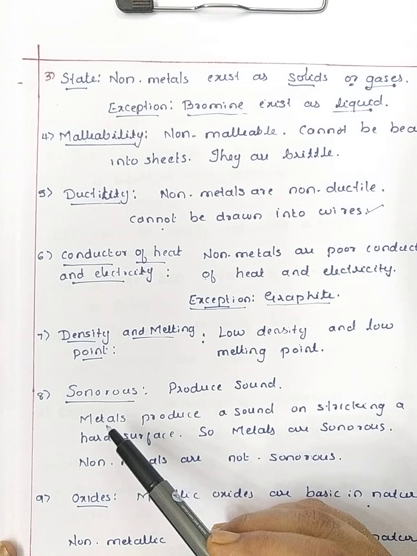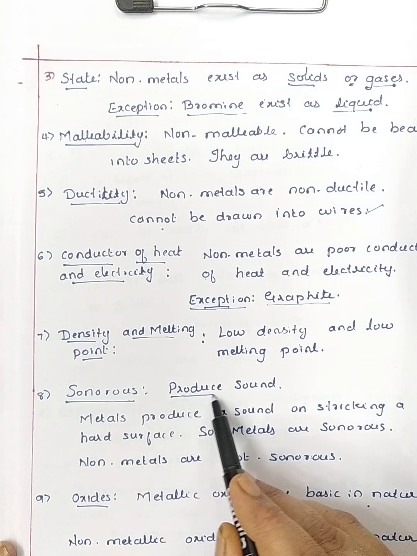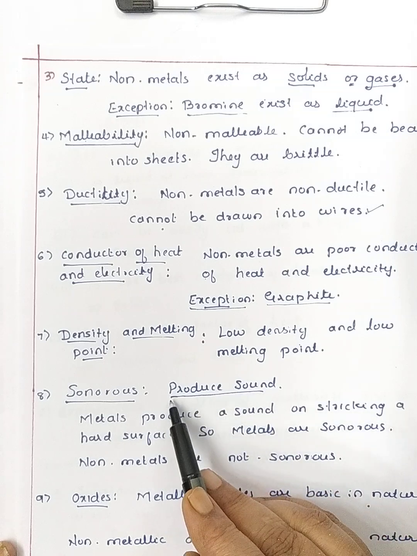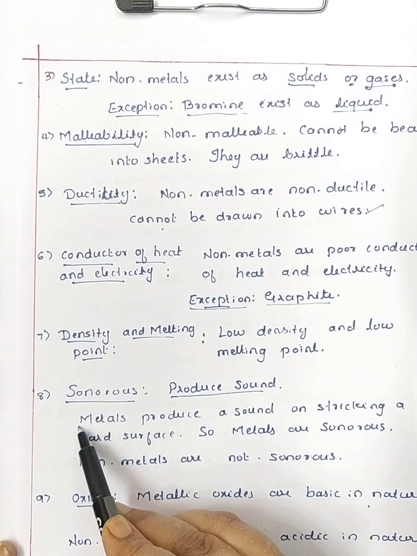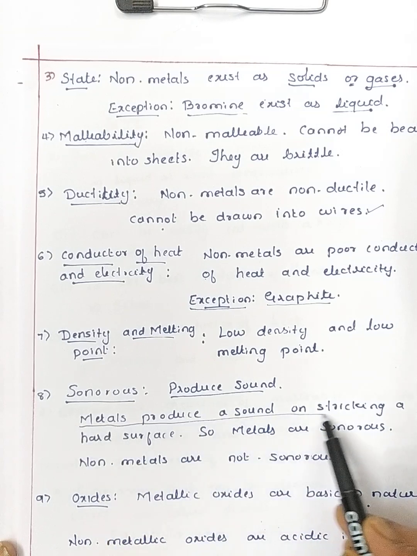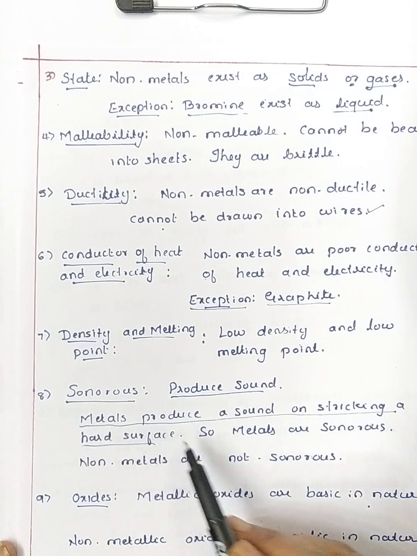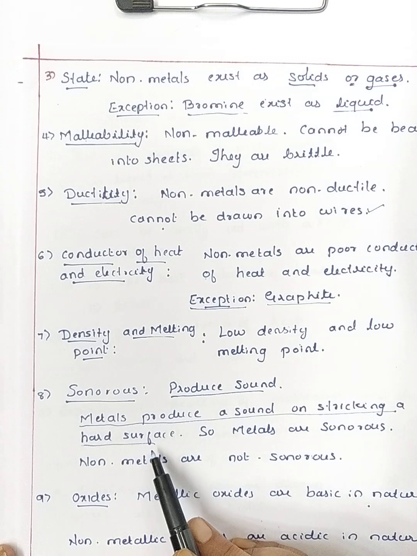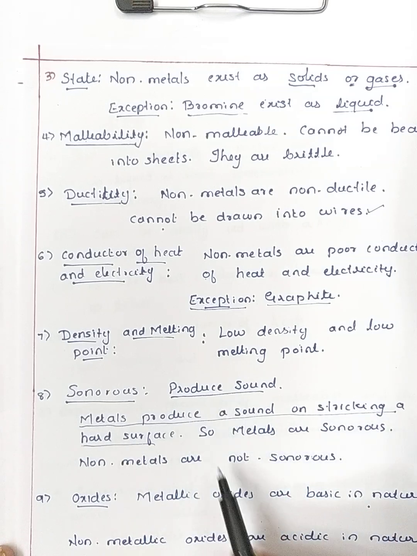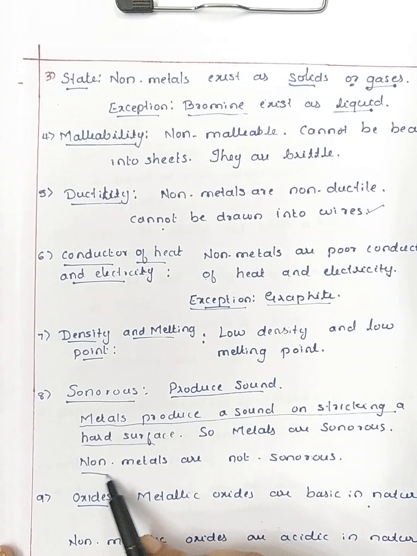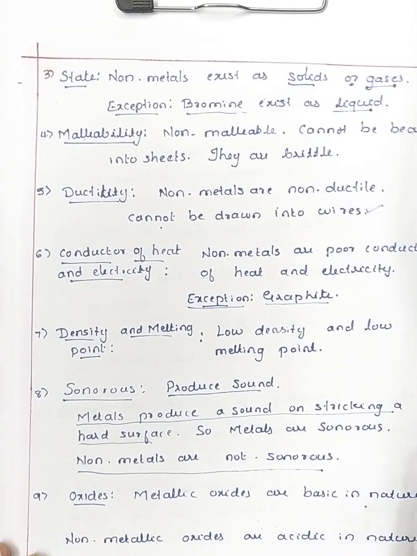Next, another property, two properties are there. Sonorous. Sonorous means they produce sound. Sonorous means the substances which produce sound are called sonorous. Here metals have the sonorous property. This is also one important property of the metals. When they hit a hard surface, metals always produce sound. So that property is called sonorous. But non-metals are non-sonorous, meaning they do not produce sound.